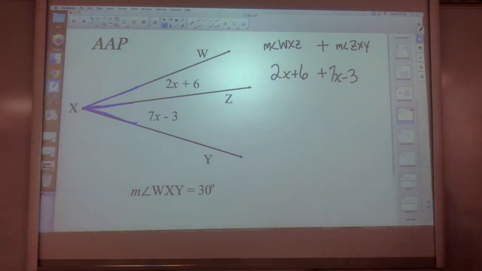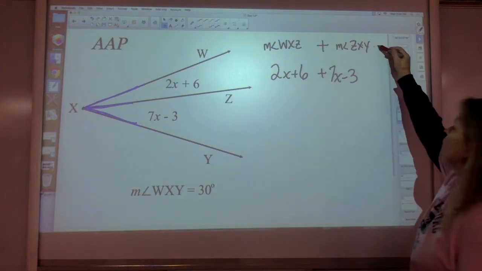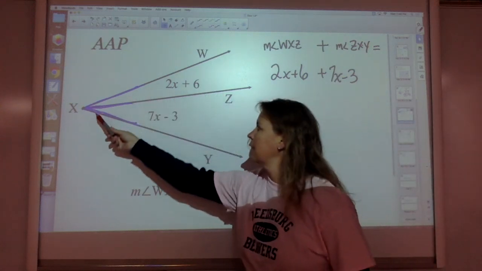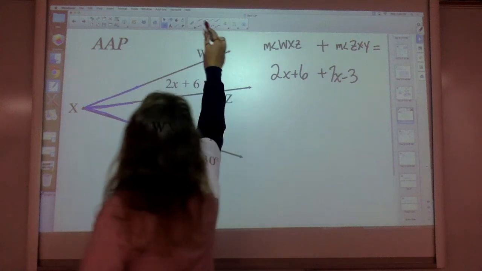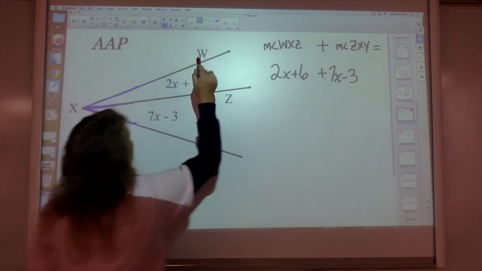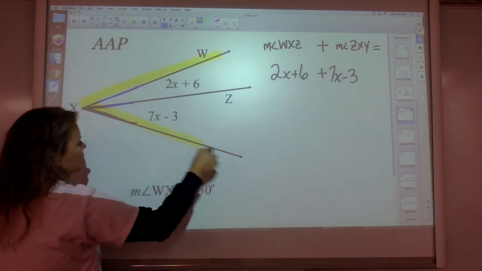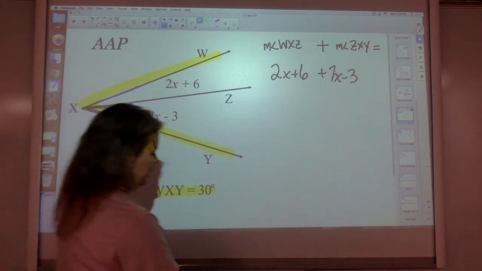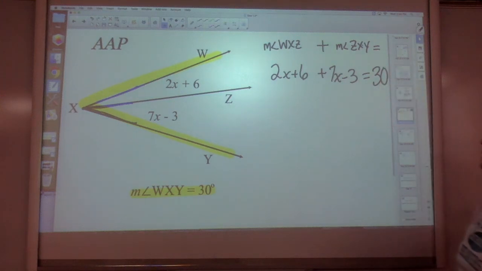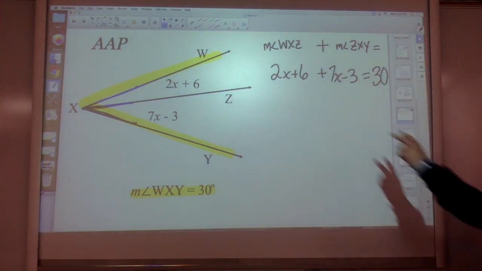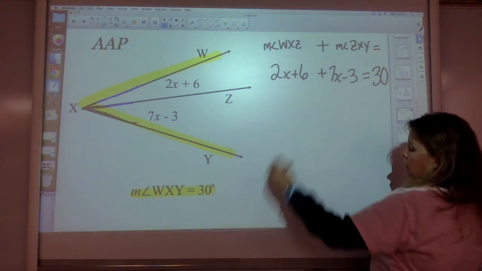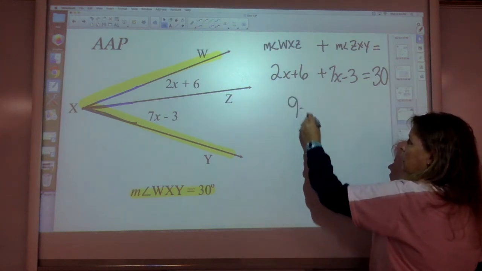That's going to equal the big angle, the measure of angle WXY all together. Let me try to get yellow this time. WXY. If I add that and get it to equal the measure of WXY, it's going to equal 30 degrees. Small angle plus medium angle equals large angle. Do the math on your own if you can. If you can't, follow along.